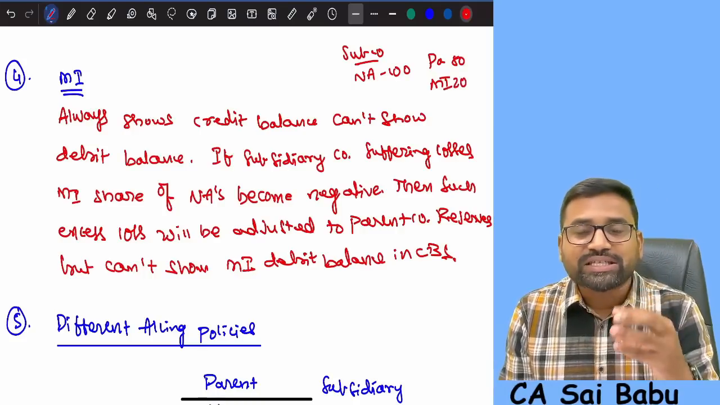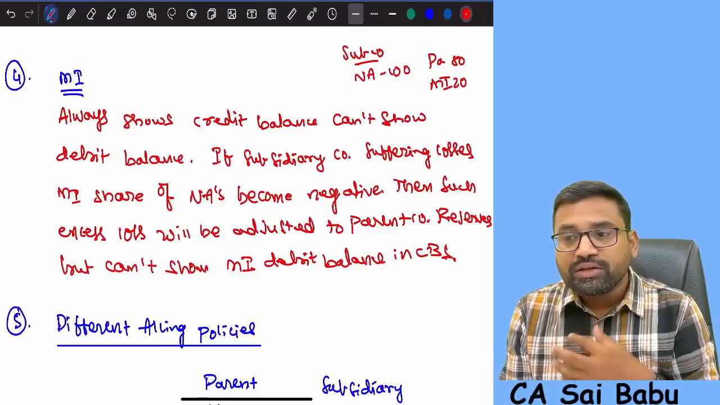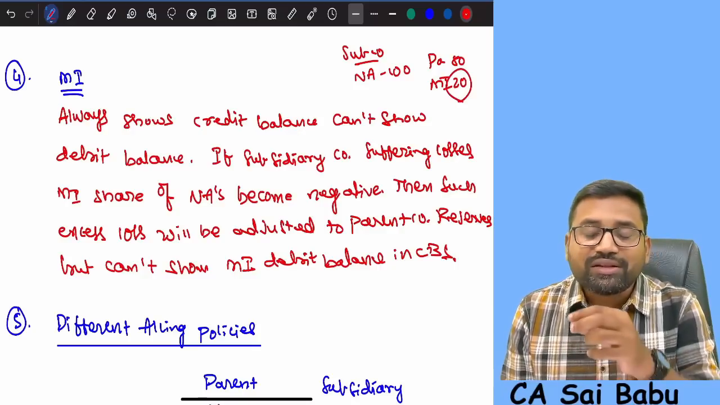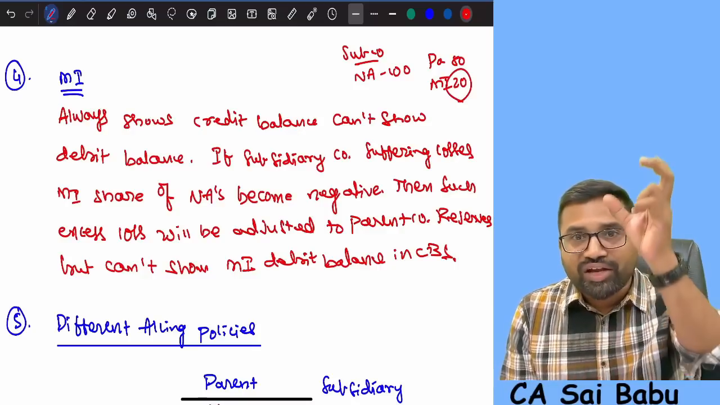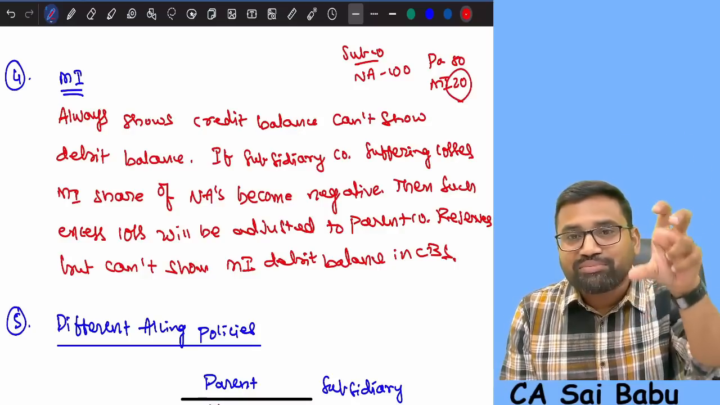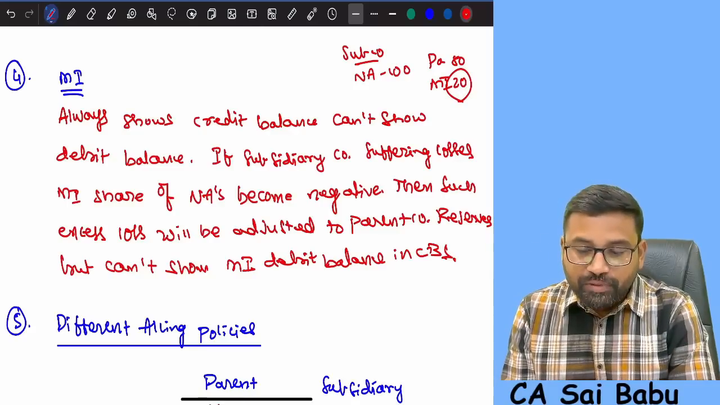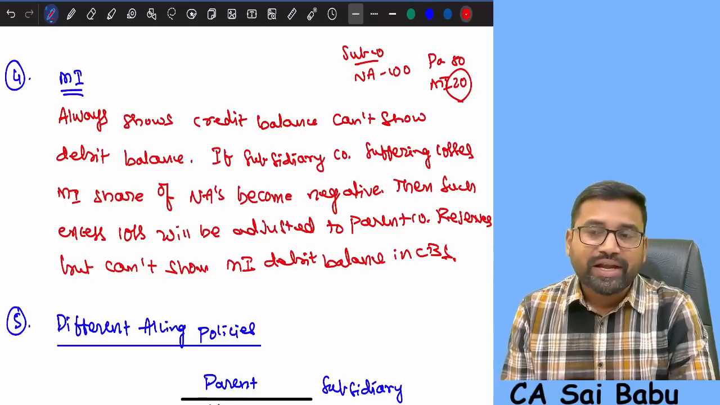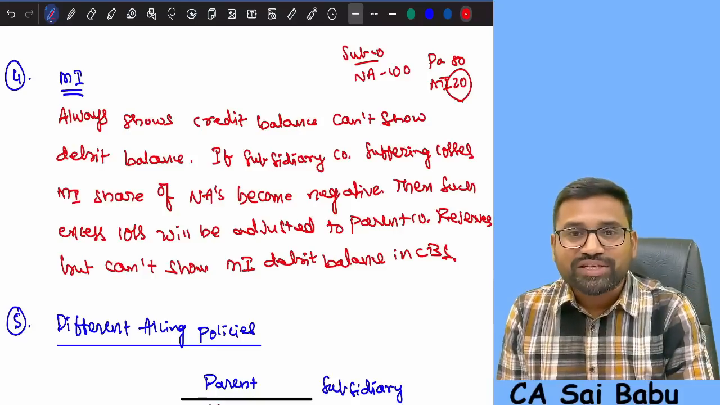That means the entire net assets of the subsidiary company they are incorporating. They know out of this, some portion belongs to minority shareholders, 20. So they will write this 20 as a kind of liability, on the equity and liability side, minority interest. But this minority interest can have a debit balance. It is like an amount to be recovered from the minority shareholders.